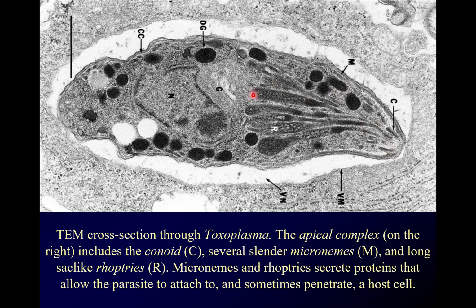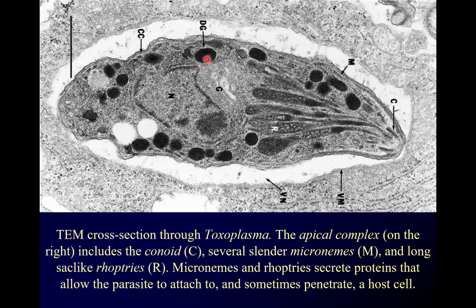And back here you have these long sac-like organs that have very narrow necks that open up right here, kind of like really long vases that open up at the tip of the apical complex. Those are called rhoptries. And the micronemes and the rhoptries secrete proteins that allow the parasite to attach to and often penetrate into a host cell. And then back of that, you can see the nucleus back here.